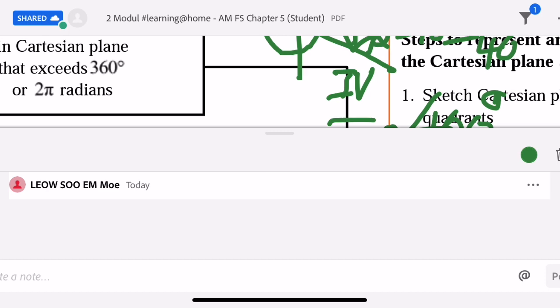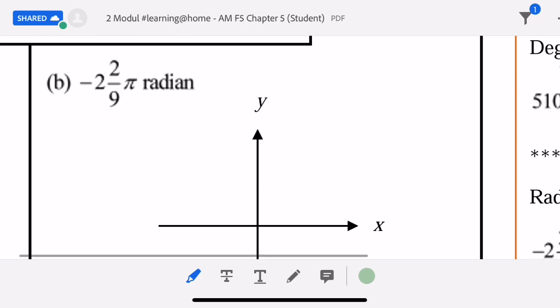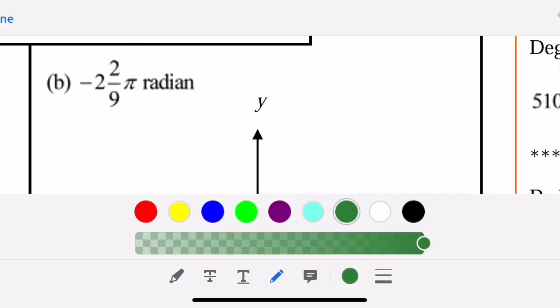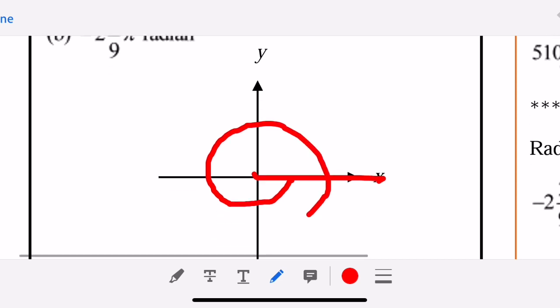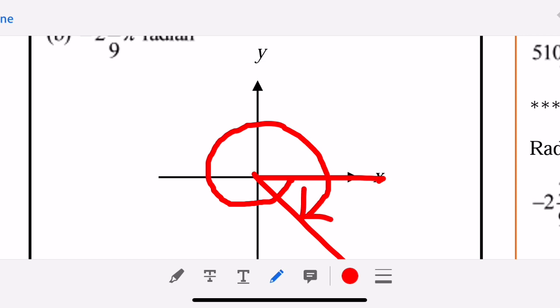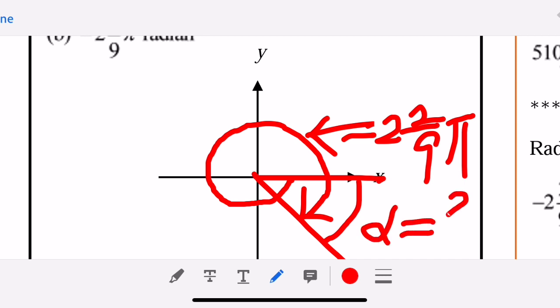Okay, so let me see another one. For this one, negative 2/9 pi, we will sketch this. Let me change. Okay, negative 0 is there, negative pi/2, negative pi, negative 3/2 pi, negative 2 pi, and another 2/9. 2/9 pi is here. Okay, 2/9 is negative 40, negative 2/9 pi. The direction is a must to label for this one. And then for this one, you can just say alpha is actually 2/9.